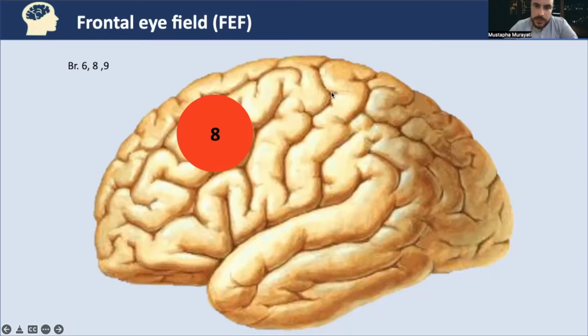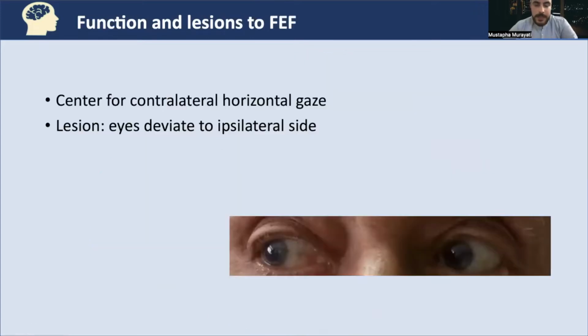So can we imagine this is the central sulcus, this is the precentral gyrus, this is the postcentral gyrus. And we mentioned that the body representation, the motor homunculus we showed earlier, has the pharynx, larynx, and the face over here. So in front of the face representation is the frontal eye field, located in the middle frontal gyrus. Well, its function is as a center for contralateral horizontal gaze.